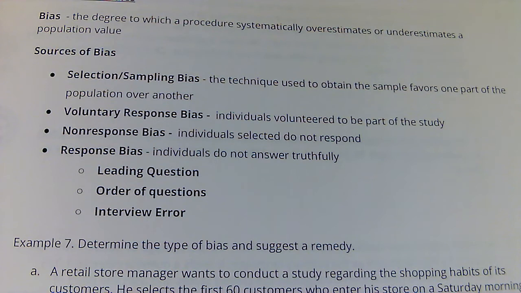Selection or sampling bias. The technique used to obtain the sample could favor one part of the population over another, and that could really affect your results. So being careful to make sure every part of the population is represented is very important.